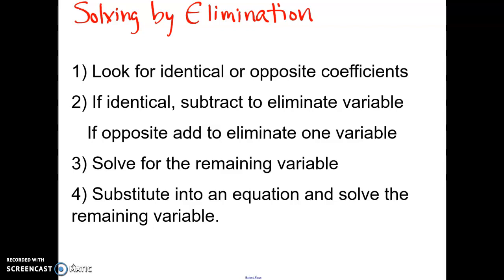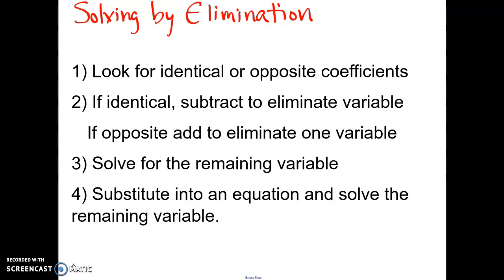So last time we talked about the third method of solving systems of equations, solving by elimination. And in order to do that, we followed these steps. We looked for identical or opposite coefficients to a variable. If they were identical, we would subtract the two equations to eliminate a variable. If they were opposite, we would add the two equations. Either way, we eliminated one variable. Then we solved the resulting equation to find the value for one variable, and then substituted that value into either equation to solve for the remaining variable.